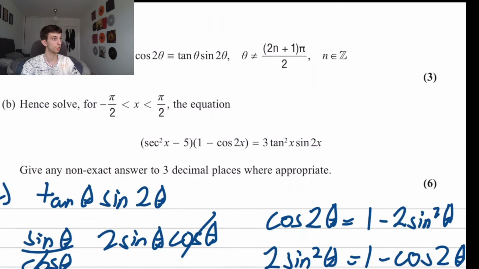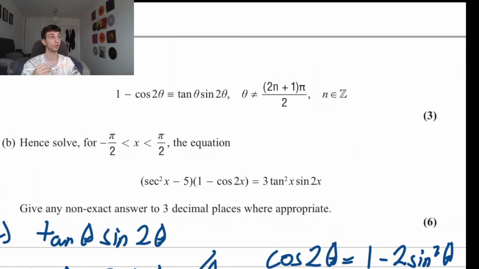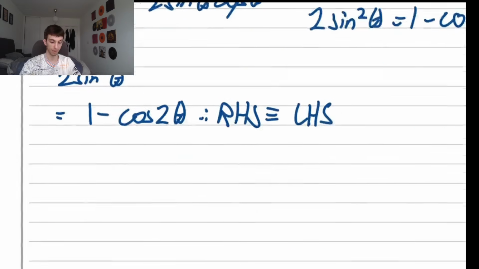Well, we have 1 minus cos 2x. We know that 1 minus cos 2 theta is equivalent to tan theta sine 2 theta. Now we have x instead of theta, don't let it throw you off. So instead of that 1 minus cos 2x, we're actually going to sub in tan x sine 2x. So let's quickly write that all out.